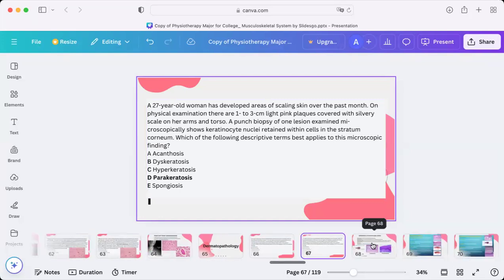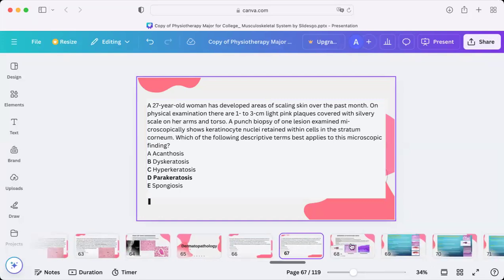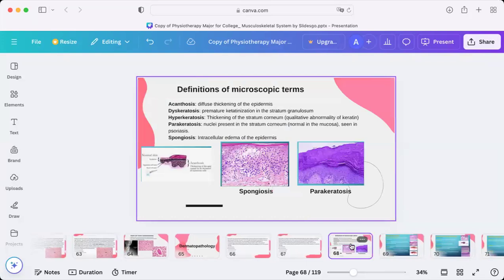Okay, guys, good job. It is parakeratosis. Here's a quick description of all of them. So acanthosis is the thickening of the epidermis. Dyskeratosis is premature keratinization in the stratum granulosum.